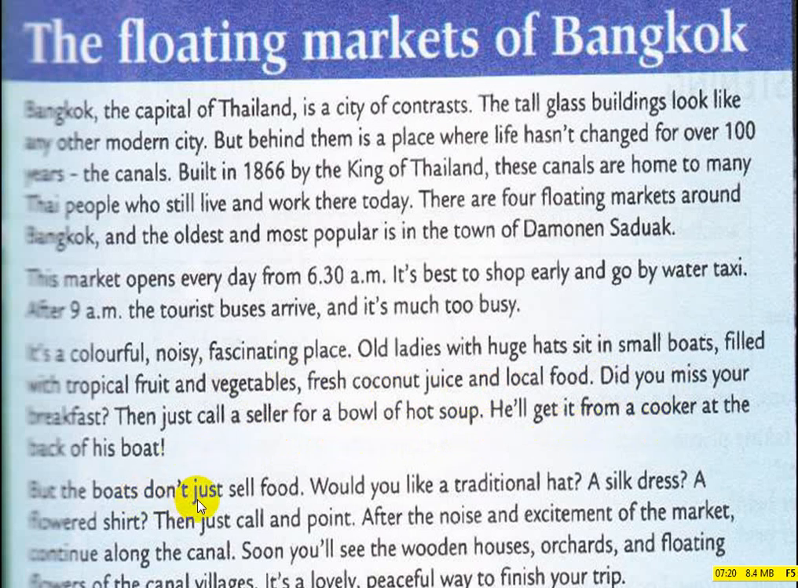But the boats don't just sell food. Would you like a traditional hat, a silk dress, a flowered shirt? Then just call and point. After the noise and excitement of the market, continue along the canal. Soon you'll see the wooden houses or orchards, which means gardens, and floating flowers of the canal villages. It's a lovely, peaceful way to finish your trip.